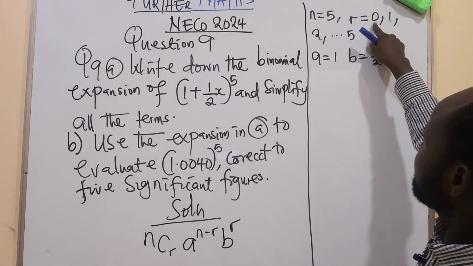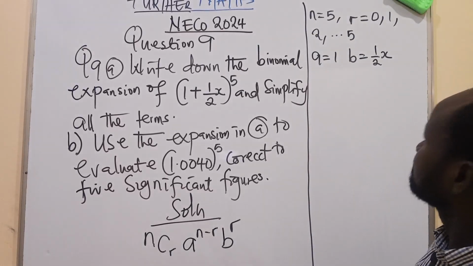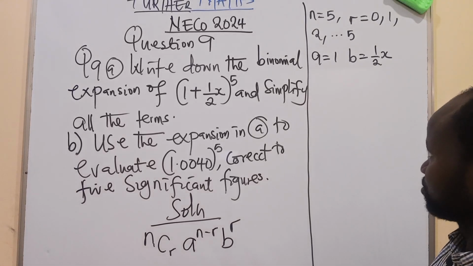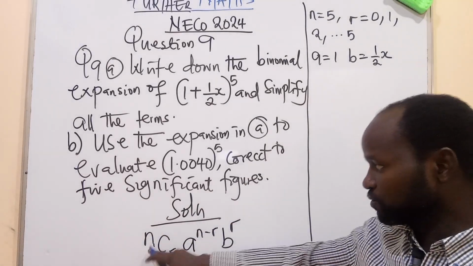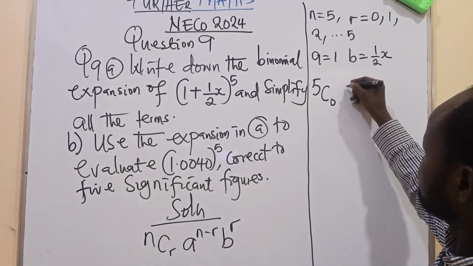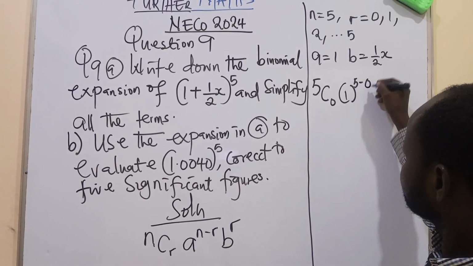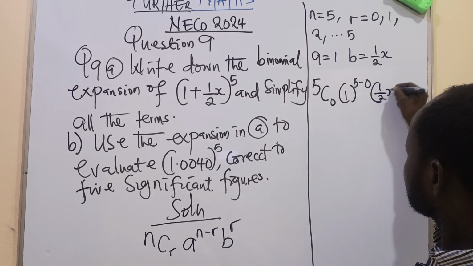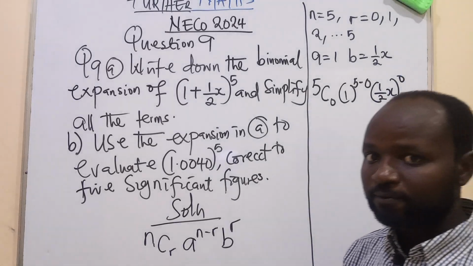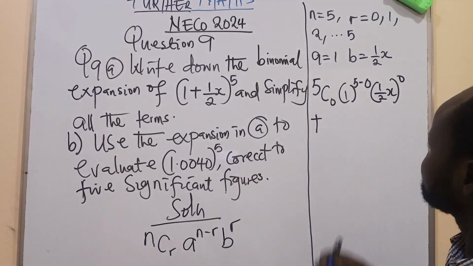Let's look at how we can expand now using this formula. It means when r is 0, we substitute, given that n is 5. When r is 1, when r is 2, when r is 3, 4, 5, in that order. So when r is 0, let's substitute into this formula. In place of this n, we'll have 5 combination 0. R now is 0 times our a, which is 1, to the power 5 minus 0. Then our b is half of x to the power r, which is 0. This will be the first expansion. Plus, let's pick the next one. That's when r is 1.